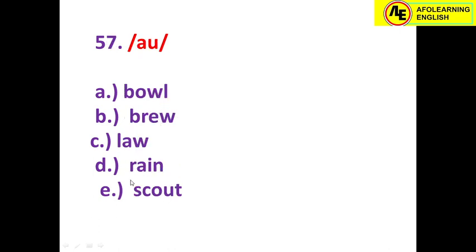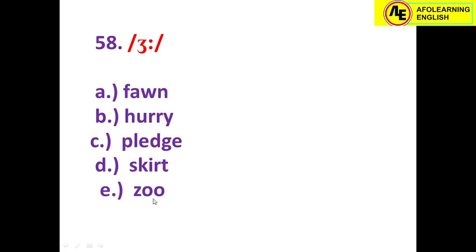Ow. The correct answer is scout. Don't forget, always remember to pronounce all the options before you choose your answer. Ow, scout. Option E is the correct answer. Like I said, the long R is often represented by IR. So the correct answer here is skirt.